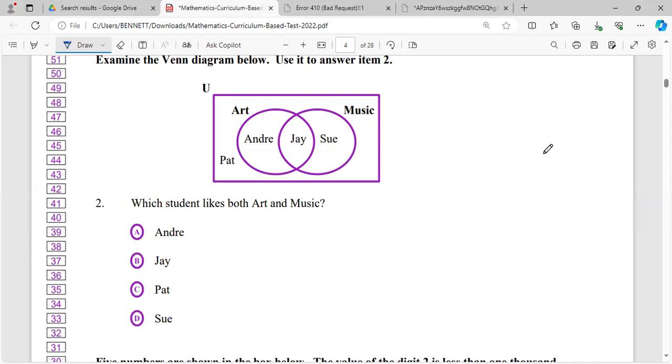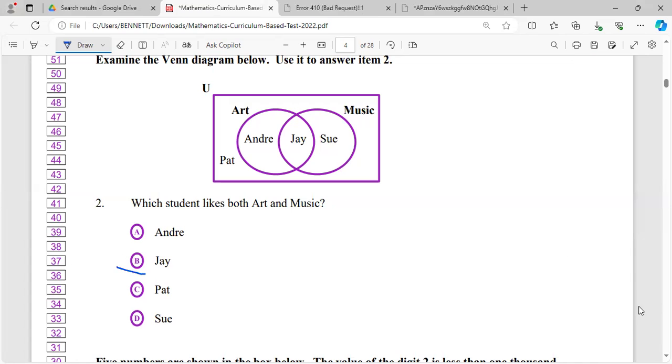Sir, Faith, please. Alright, go ahead. Sir, Faith, can I do number 3? Yeah, you can. Sir, J says which student likes both art and music? J, oh, so you got the answer first. It's correct. Yeah, so this is the intersection.